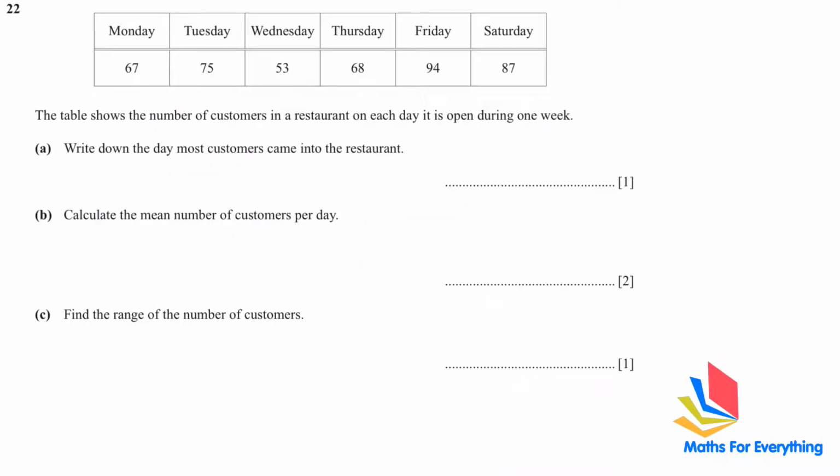Question number 22. We have been given a table from Monday to Saturday, and this shows the number of customers in a restaurant on each day it is open during 1 week. Write down the day most customers came into the restaurant. So 94, that is on Friday.